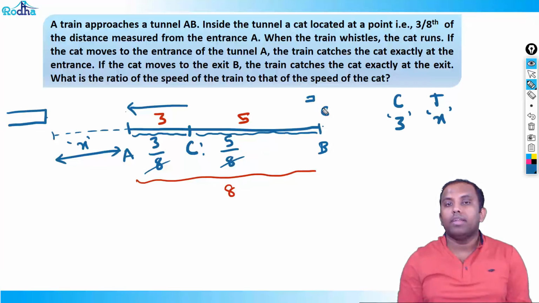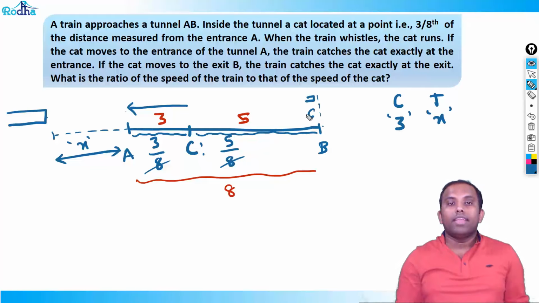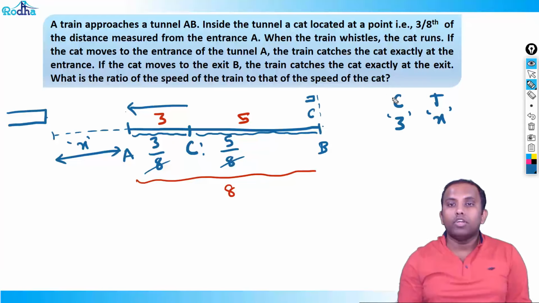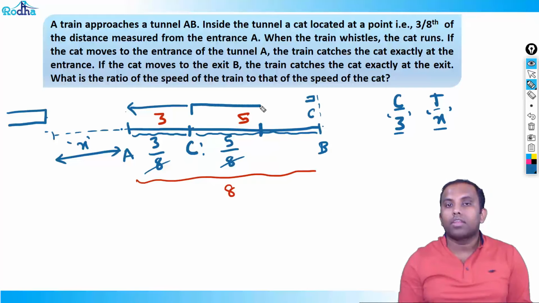Cat and train will be at the same position, right? So when cat and train are at the same position, when the cat runs towards the exit, that means for coming to exit, the capacity of cat is this much only. Cat can run 3 units when train runs x units. So on either side, when train runs x, this side also cat will be able to run 3 only. Get that much time. So cat has run 3 now.